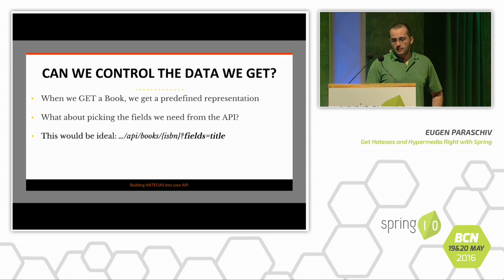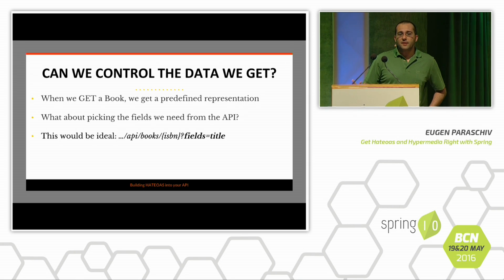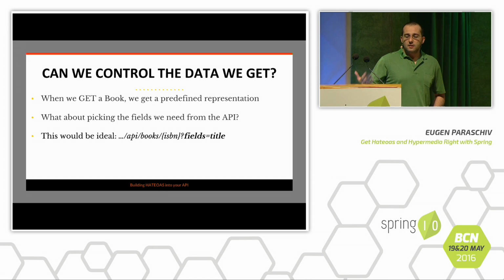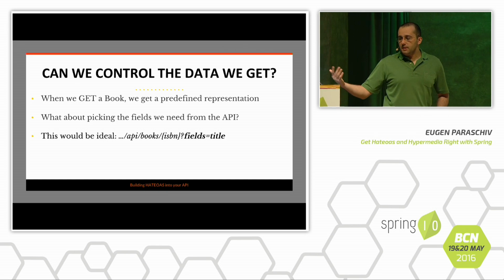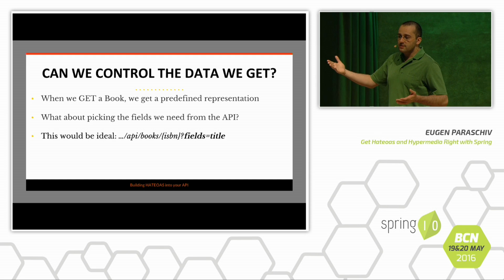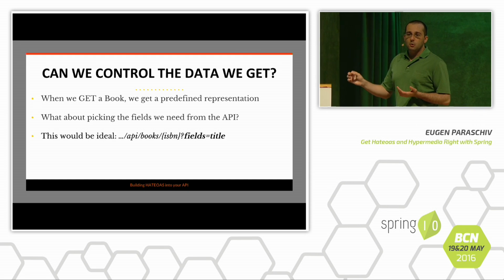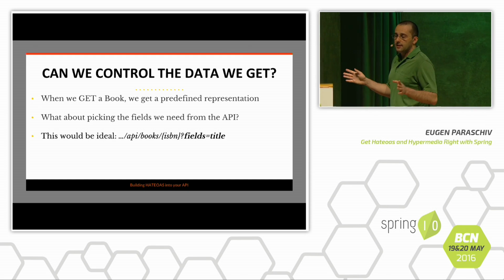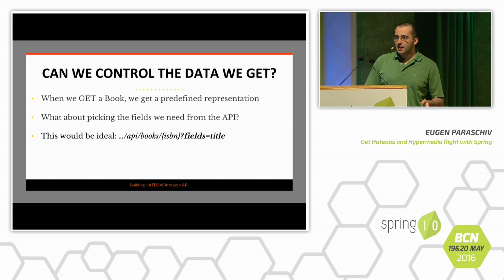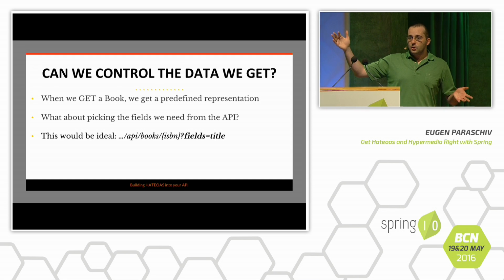So this would be ideal, right? It would be ideal if I could say /api/books/ISBN, or even for all books, and then field equals title. I just want the title. I don't want the author. I don't want the synopsis. I don't want that whole huge JSON payload. I just want the title.